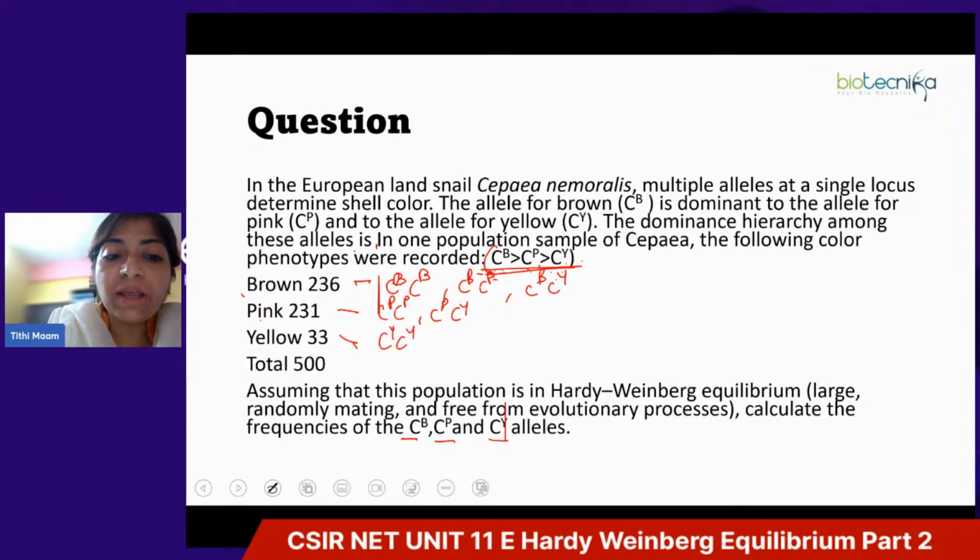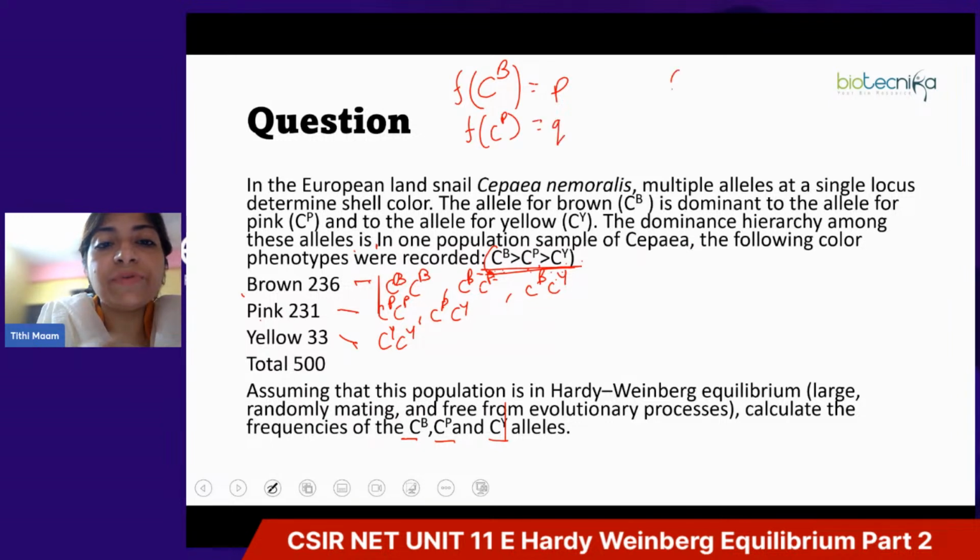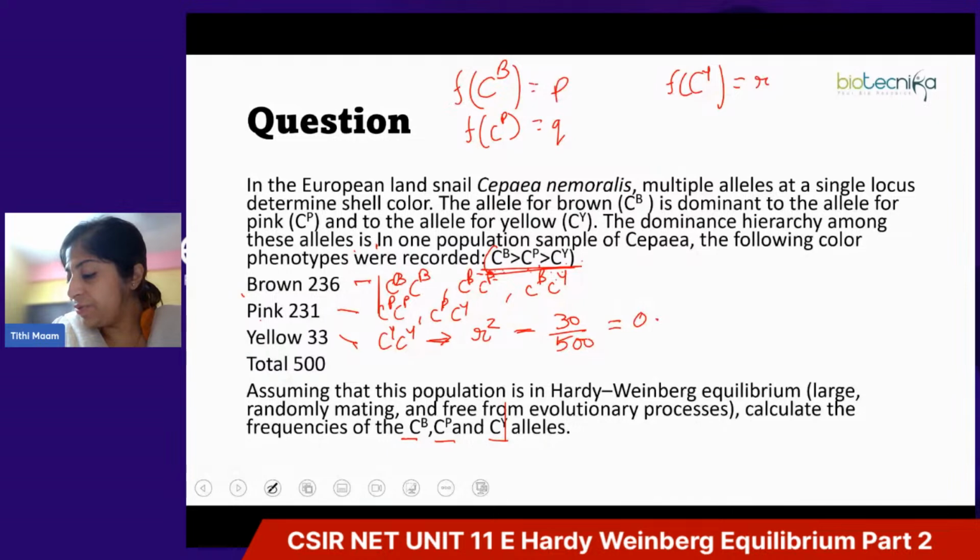Okay, now suppose, because we have to use it in the equation, let's say that CB's frequency is P, CP's frequency is Q, and CY's frequency is R. So what do we have here? This is R square. What is R square? R square will be 33 by 500. So if R square is equal to 33 by 500, that will give you the value of 0.06.